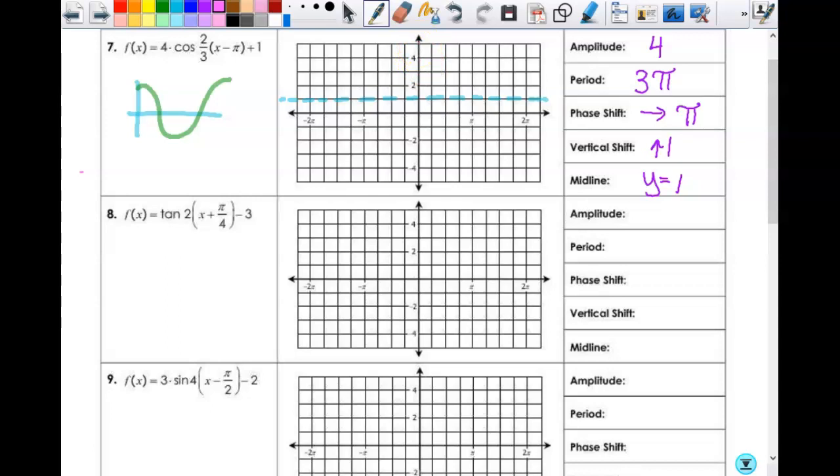But I can't put a point there yet because I have a phase shift. I also have to move to the right pi. This is my new point that was this one. Okay, so you have to think through those steps.